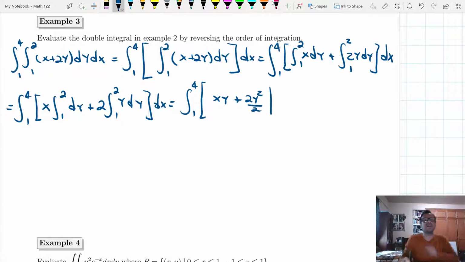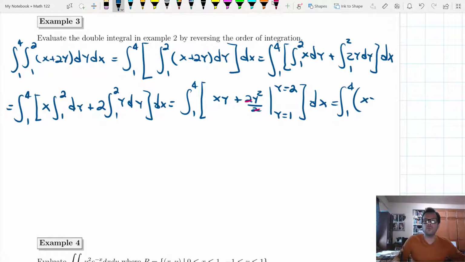All that evaluated, again, be careful here. Notice we are evaluating from y equals 1 to y equals 2. It might be a good idea to divide out common factors, divide out those 2's, right? That way we get a simpler version of the integral. Oh, we're missing the dx here. So I'm going to have the integral from 1 to 4 of xy plus y squared evaluated from y equals 1 to y equals 2.